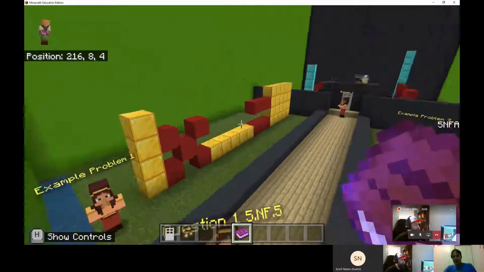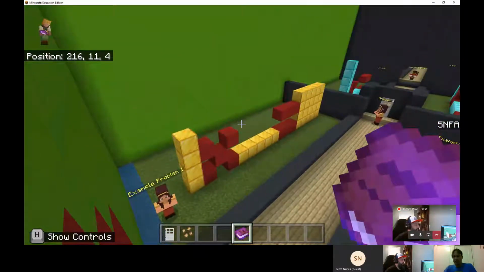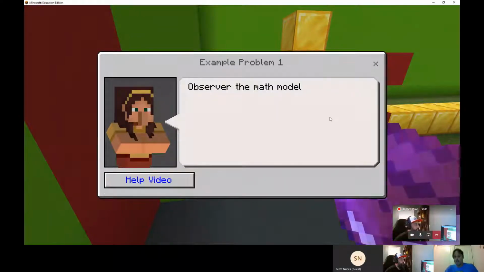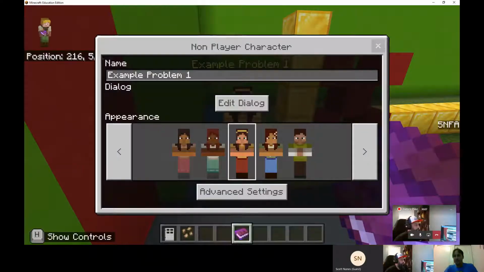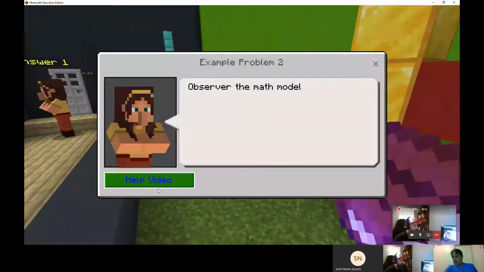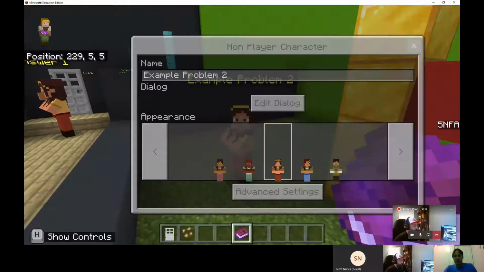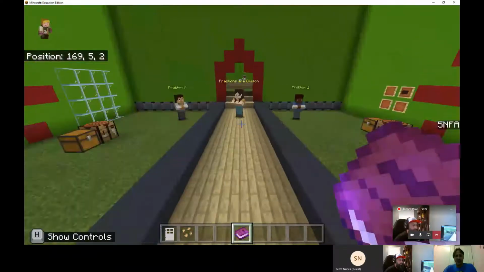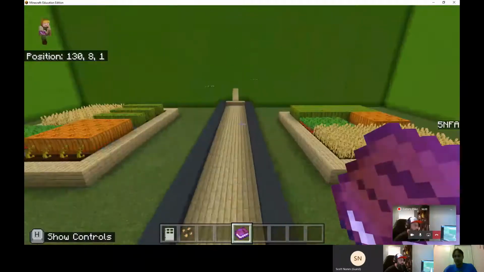So a little bit of maze, a little bit of fun, but also teachers, help videos are all over this world. Almost every one of these NPCs contains a help video. So if the world itself isn't necessarily working for the needs of your class, but you like the idea of the math models, you come in here, explore them, watch the videos, and learn how to build them. They're the easiest thing, and it's totally awesome.